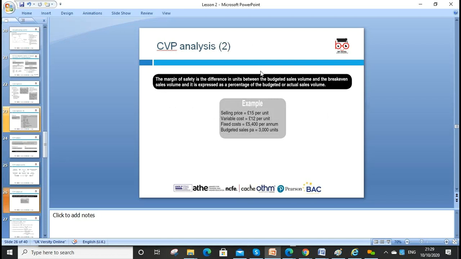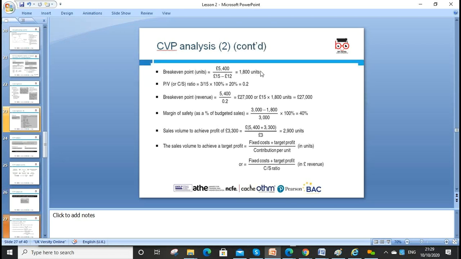Selling price is 15, variable cost is 12. So 15 minus 12 is 3, so 3 is the contribution per unit. Fixed cost is 5400. Then sales per annum we estimate at 3000 units. So what we do now, first we use the break even in units: fixed cost divided by contribution. Fixed cost is 5400, contribution is 3, so 5400 divided by 3. So if you produce and sell 1800 units, we will be at break even. Our budgeted sale is 3000, so we are selling more than the break even.